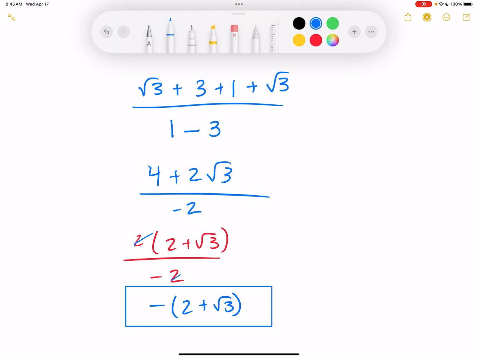Why are there not cosine ones? There's no cosine ones. Okay.